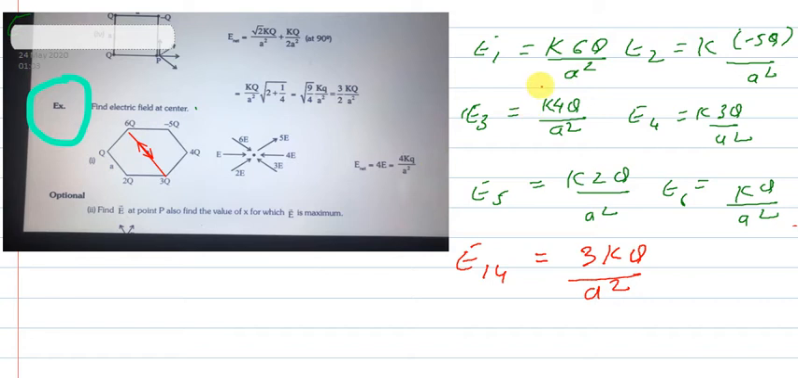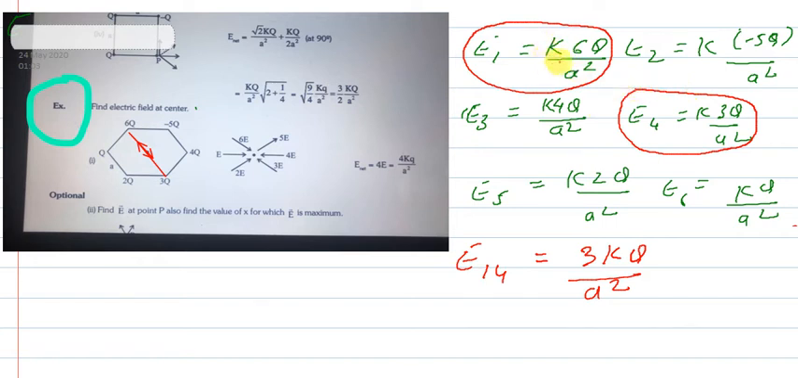Now see what you have to do. This is E1 and this is E4, so you will subtract them. So k 6q upon a square, k 3q upon a square, k upon a square and q will be common. 6 minus 3, you will get 3kq upon a square. And the final direction, where is the direction? That is very important. The direction will be towards 3q. See here, towards this side, towards 3q.